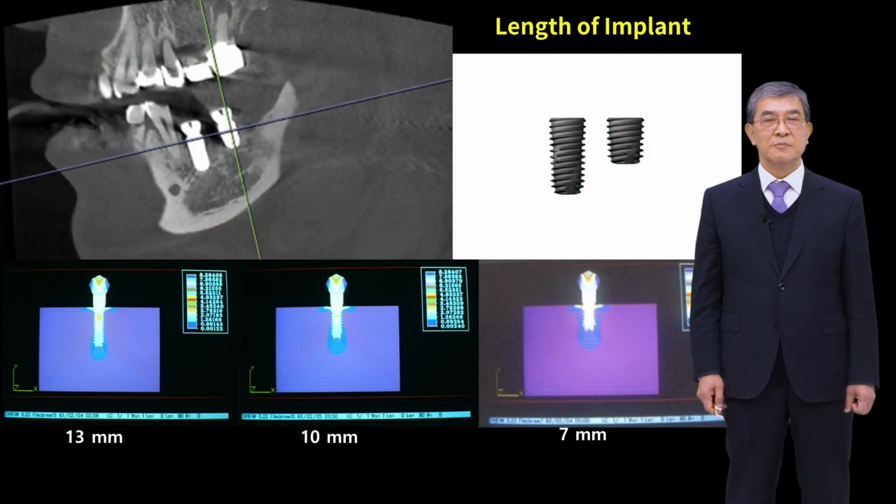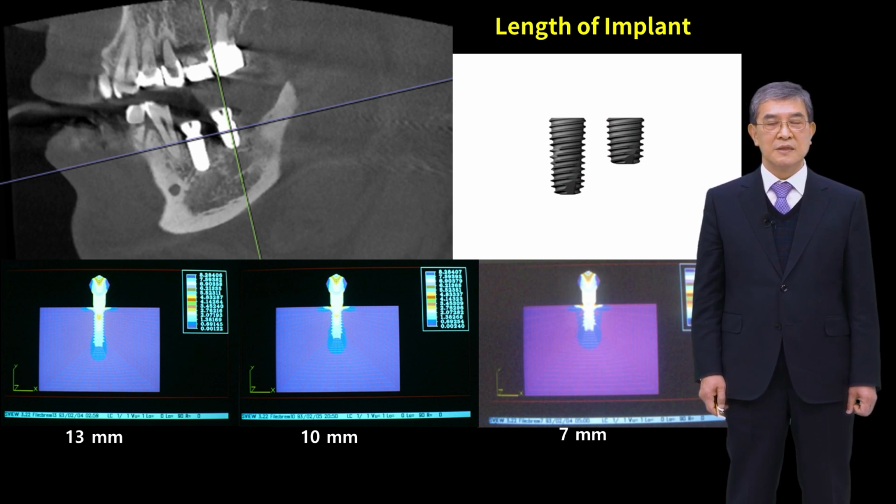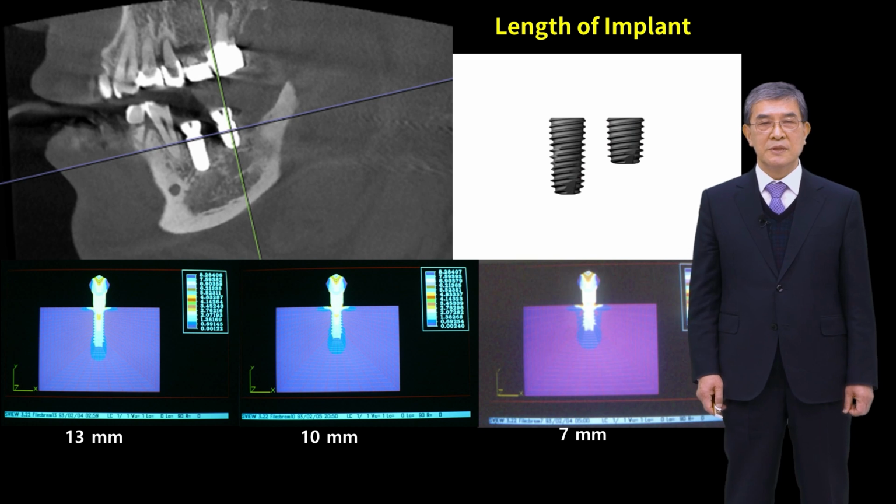Let's think of implant length. These days, a lot of people use 7mm implant, but when we look at finite element analysis, you can see the difference. There's 13mm, 10mm, and 7mm implants. Up to 10mm, you can see that in the apex area and flange, the stress is dispersed. But if you look at 7mm implant, if you look at the apex area and the flange, the stress is concentrated like this. Therefore, we recommend that 10mm implant should be placed.